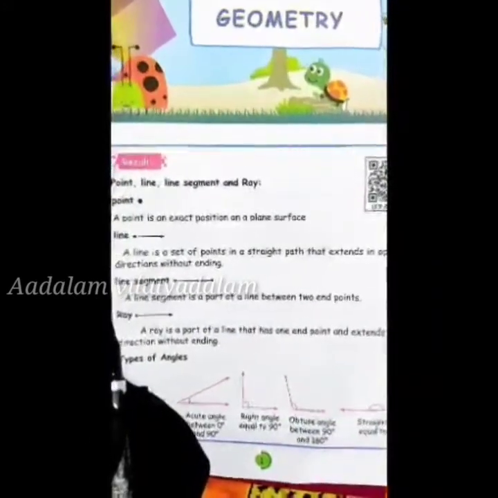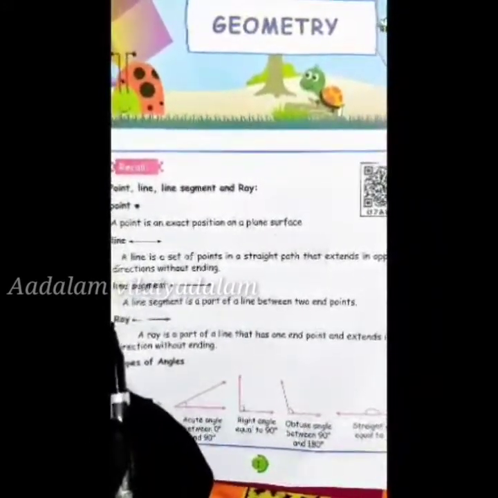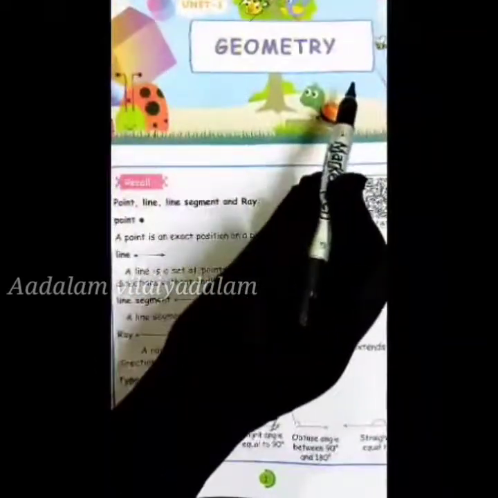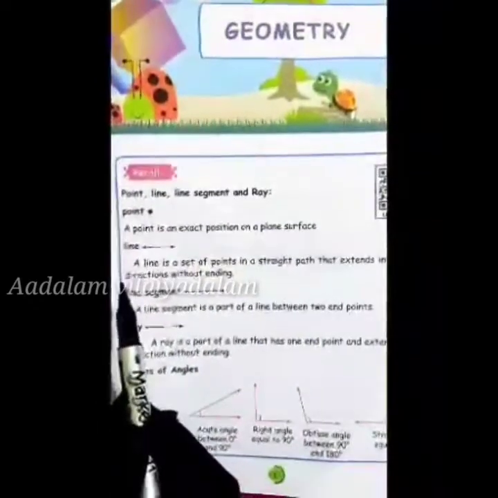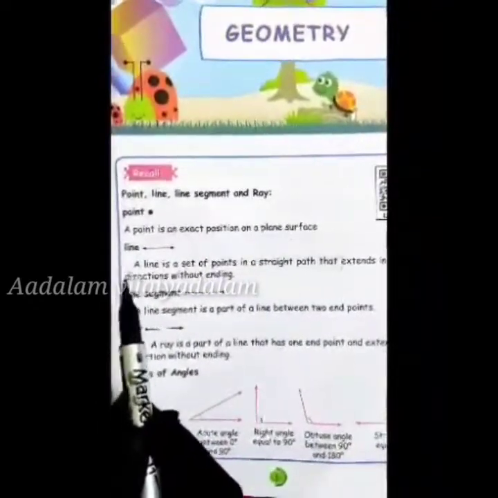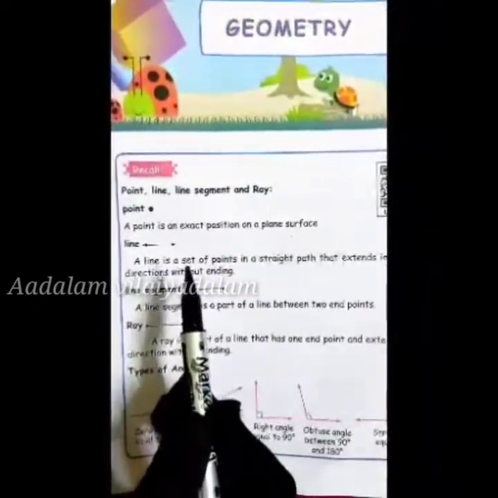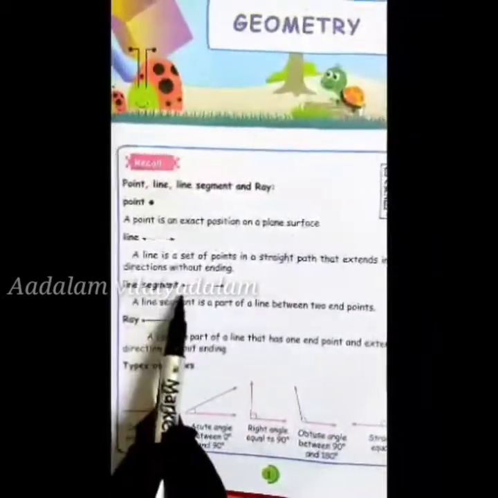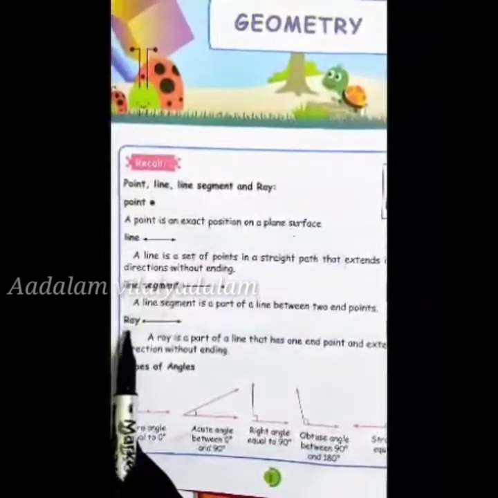Today I am going to take Maths subject, term 2, unit 1, lesson geometry. Let me start with the basic lines of geometry. So what are they? Point, line, line segment and ray.